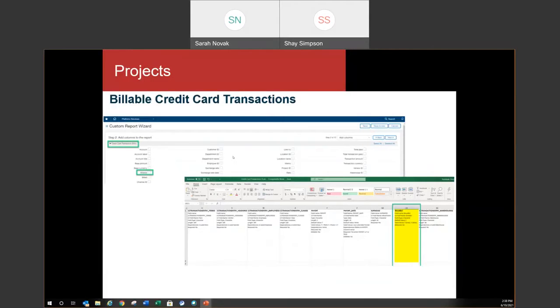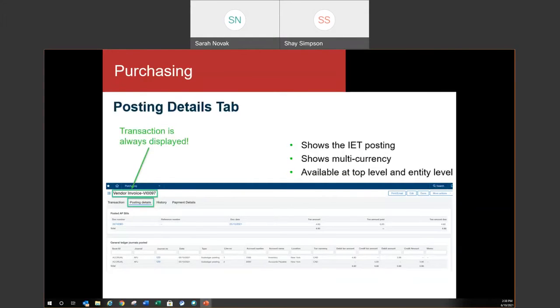All right, in looking at purchasing. Sorry, projects. I'm looking at one thing and thinking another. Okay, so also whenever we import our transactions, we do have this column now for billable as well. All right, now going into purchasing.